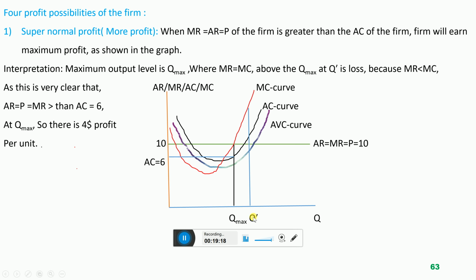This is profit because when the company is manufacturing at this point, quantity maximum 50 units, this is the per unit cost curve which represents per unit cost. So average cost is $6 and this green line represents average revenue or price, that is $10. So the company is spending $6 and earning $10. 10 minus 6, $4 is the profit to the company. And this is called supernormal or abnormal profit.